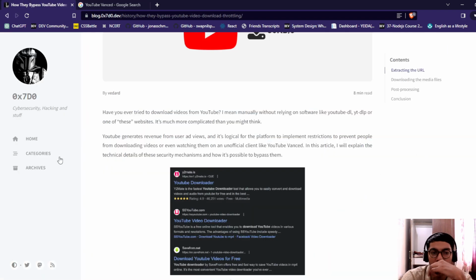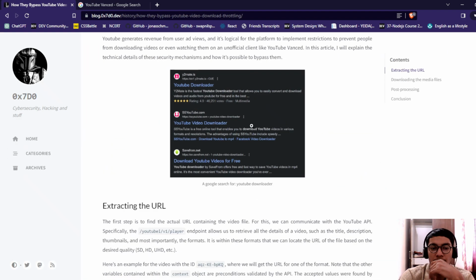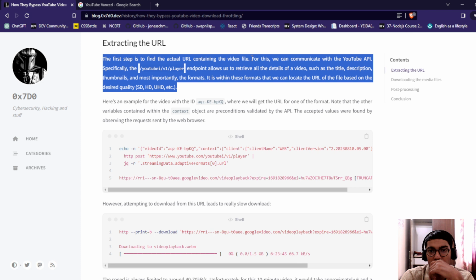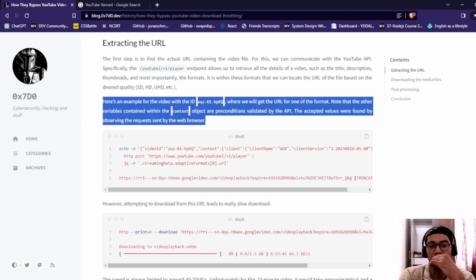In this article, I will explain the technical details. The video file is retrieved through the YouTube API, especially the YouTube non-clear endpoint, which allows users to retrieve details such as description, thumbnail, and some important formats. Within the formats you can locate the video file. Here is an example of a video with its ID, where we will build the URL.